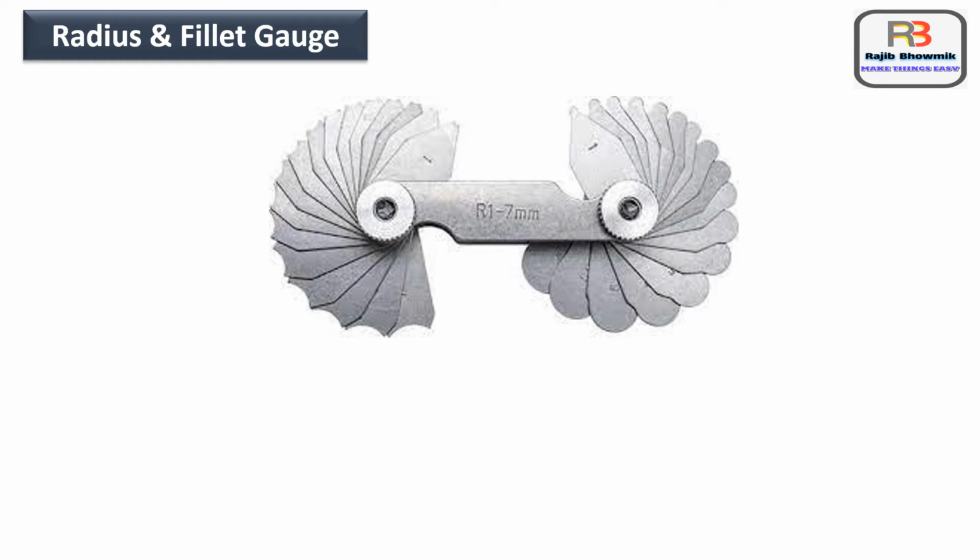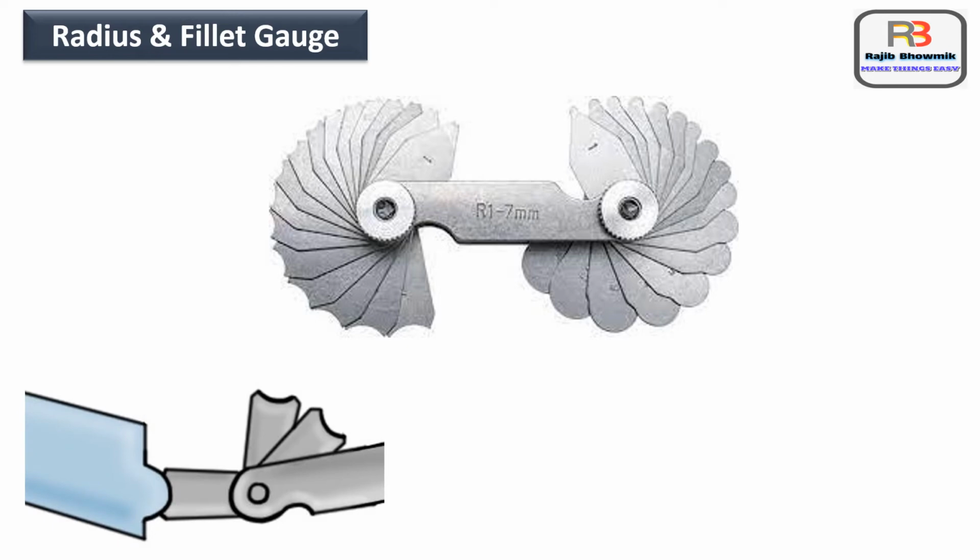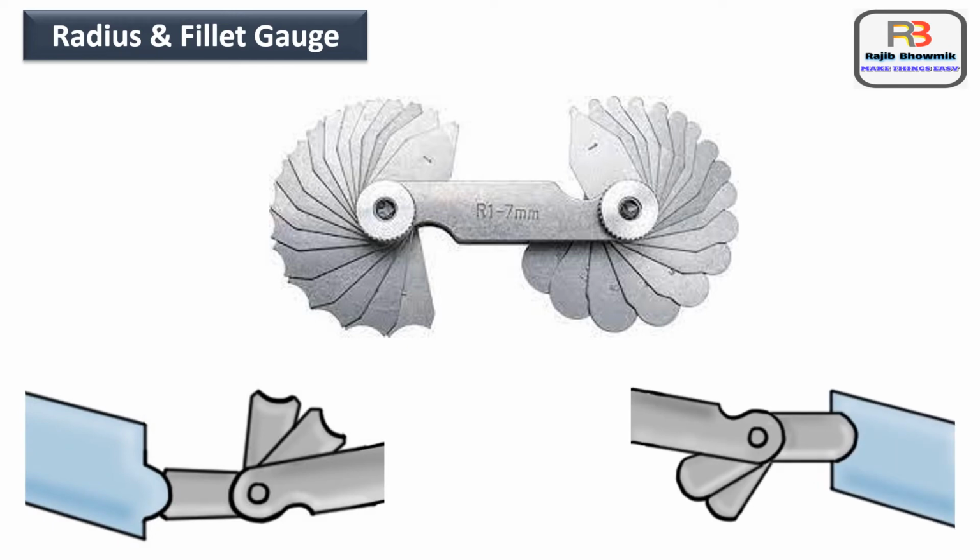Radius and fillet gauge. The function of these gauges is to check the radius of curvature of convex and concave surfaces over a range from 1 millimeter to 25 millimeter. In the picture, you can see outer radius checking and here inner radius checking.